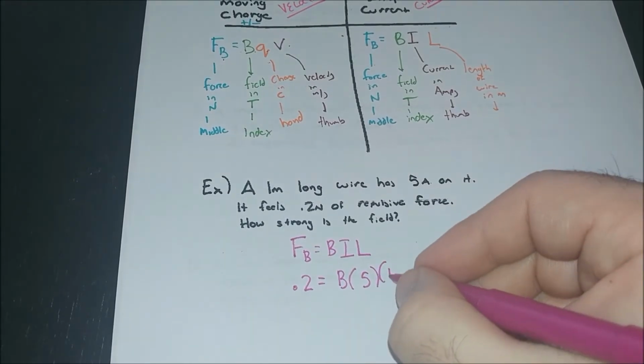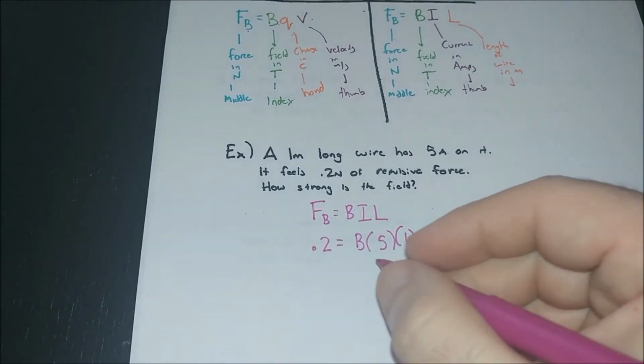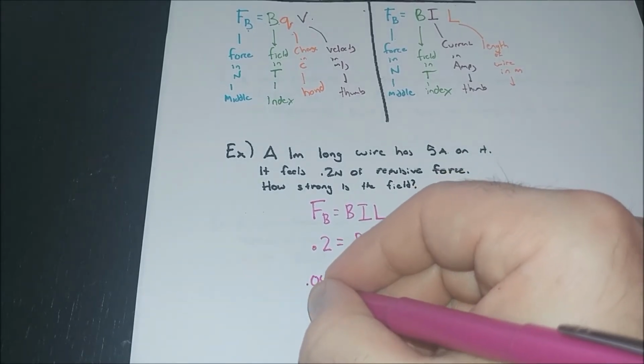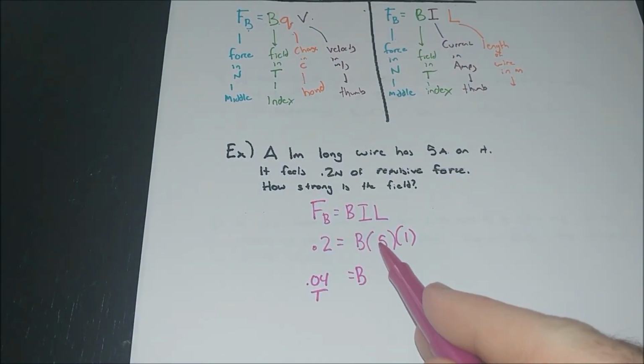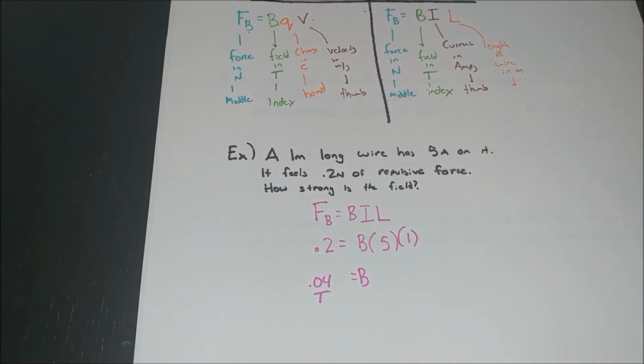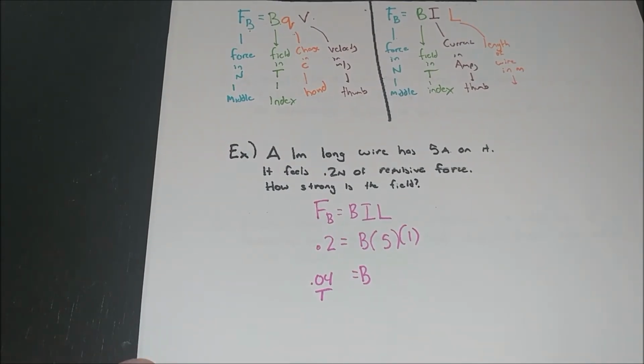Five amps, the length is 1. If I solve this for B by using simple mathematics, I get 0.04 Tesla, just by dividing both sides by 5. Not too tough, right? So let's take another step.